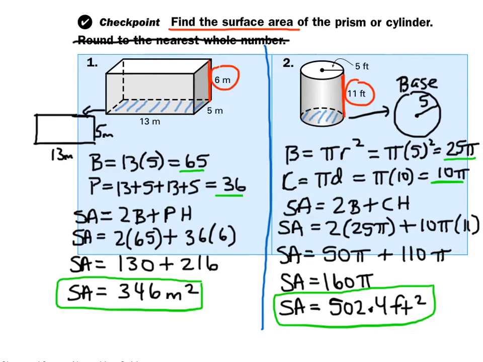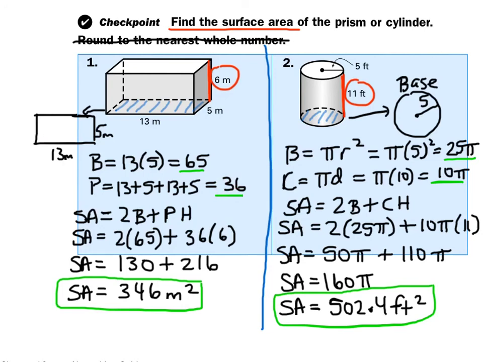Okay, so take a look at this checkpoint. They want us to find the surface area of the prism or cylinder, and then they said round, but you can cross that out. We're not going to round. Okay, so take a look at number one. It's a rectangular prism, and so I shaded the base blue and I drew the base over here and I labeled it. So the length was 13 meters and the width was 5 meters. So the first thing I do with the base is I get the area. The base area is just 13 times 5, which is 65, and the perimeter, you add up all the outside edges, so that's 13 plus 5 plus 13 plus 5, and that gave me 36.